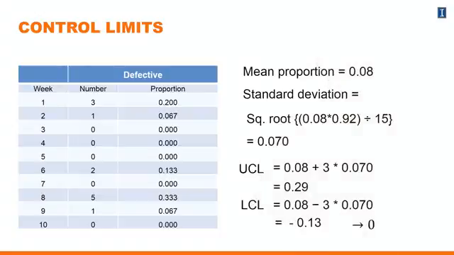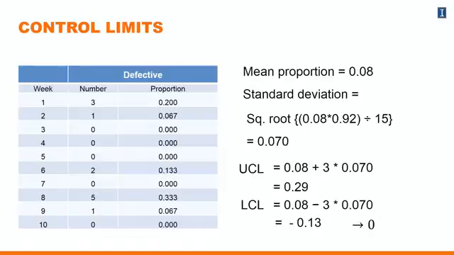If you calculate the center line for this, it's based on 12 divided by 150, which is 0.08. And the standard deviation is based on 0.08 times 1 minus 0.08 divided by 15, which is the sample size, all taken under square root. So the standard deviation works out to 0.07. The upper and lower control limits are simply computed based on plus or minus 3 standard deviations.